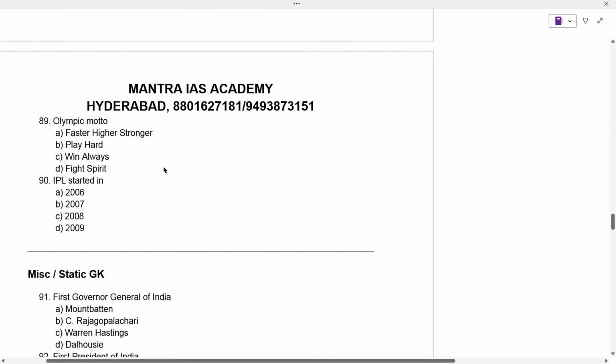Then the Olympic motto. Option A, faster, higher, stronger. B is play hard. C, win always. D, fight spirit. In this case, option is A, faster, higher, stronger.